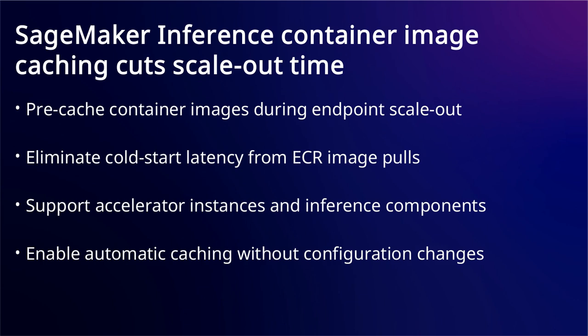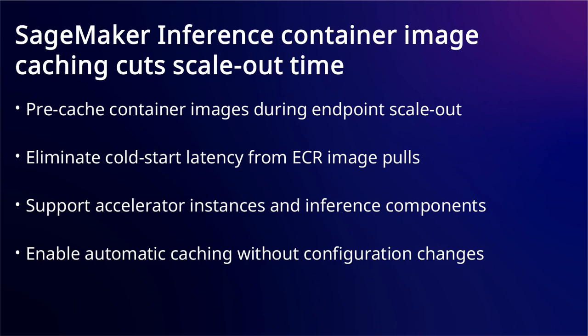When you scale generative AI workloads on SageMaker Inference, large container images, 10 gigabytes or more, must be pulled from ECR to new instances, adding several minutes of cold start latency that delays traffic serving. Container image caching solves this by pre-caching your container image during scale-out so new instances launch with the image already available locally.